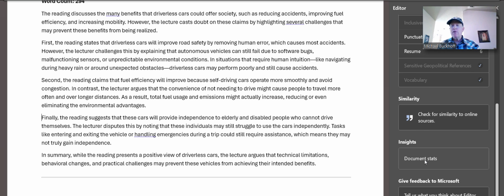Under Insights, this is going to tell me what the grade level is of this essay. And you should be checking your grade level. Remember that in the United States, we have kindergarten, then grades 1 through 5, which is considered elementary school. We have grades 6, 7, considered middle school, and maybe 8. Then we have grades 9, 10, 11, and 12. That's considered high school. And anything above grade 12 is college level and beyond.